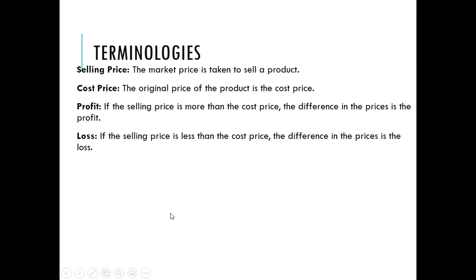Loss. At what point are we talking about loss in a business? If the selling price is less than the cost price, the difference in the price is what you call loss. So when you're making losses in the business, the cause of your losses is because your selling price is less than the cost price. When the cost price exceeds the selling price, we talk about losses. And the aim of business is not to make losses, but the aim of every business is to make profit.